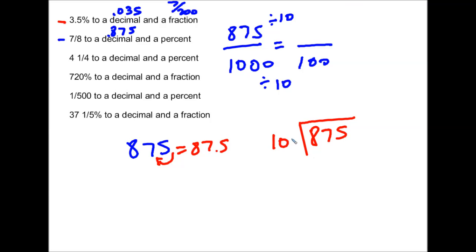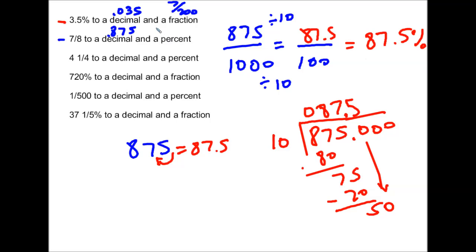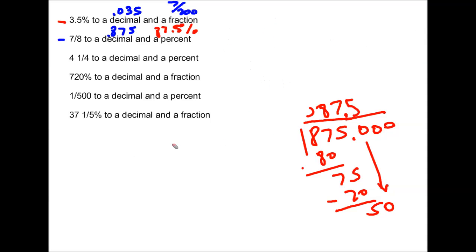875 divided by 10. 10 goes into 8 0 times. 10 goes into 87 8 times. And I get 75. 10 goes into 75 7 times. And I have nothing to bring down, so I have to add a decimal and some zeros. And I bring down a 0. 10 goes into 50 exactly 5 times, and my decimal goes up, so I get 87.5. And 87.5 over 100 is going to give me my percent, because it's over 100. That is my percent, 87.5%. Now, let's do the next one.